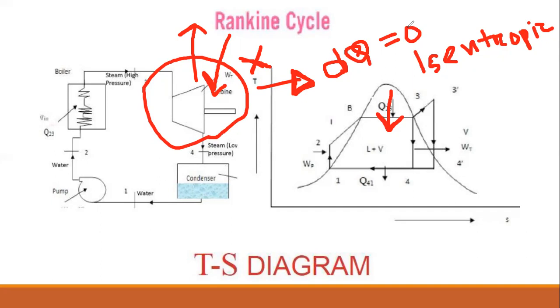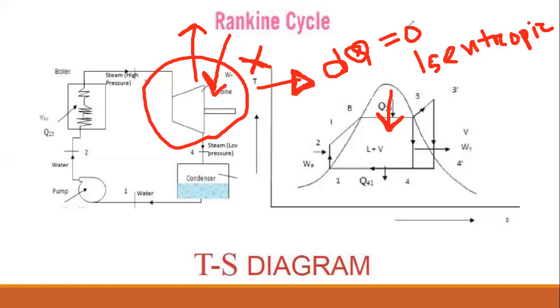So what does it mean? It means that whatever amount of heat is available in the turbine will not go outside, and the outside heat will not come inside. So this is an isentropic process. Remember, in this process the heat will not change.